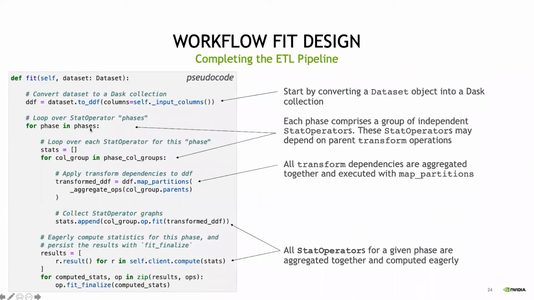And then we're going to loop through all of the independent stat operator phases. Each phase includes a group of all the stat operators that don't depend on one another. For example, if you're doing Categorify and Normalize, those can be done in the same phase because they're usually operating on completely different columns. Within each of the column groups being operated on for this phase, first we apply all of the transforms that are required as dependencies for these statistics. For example, if you did some kind of negative value clipping, and then you want to get the average value after that, you would have to do the transforms first, and then you can collect statistics.